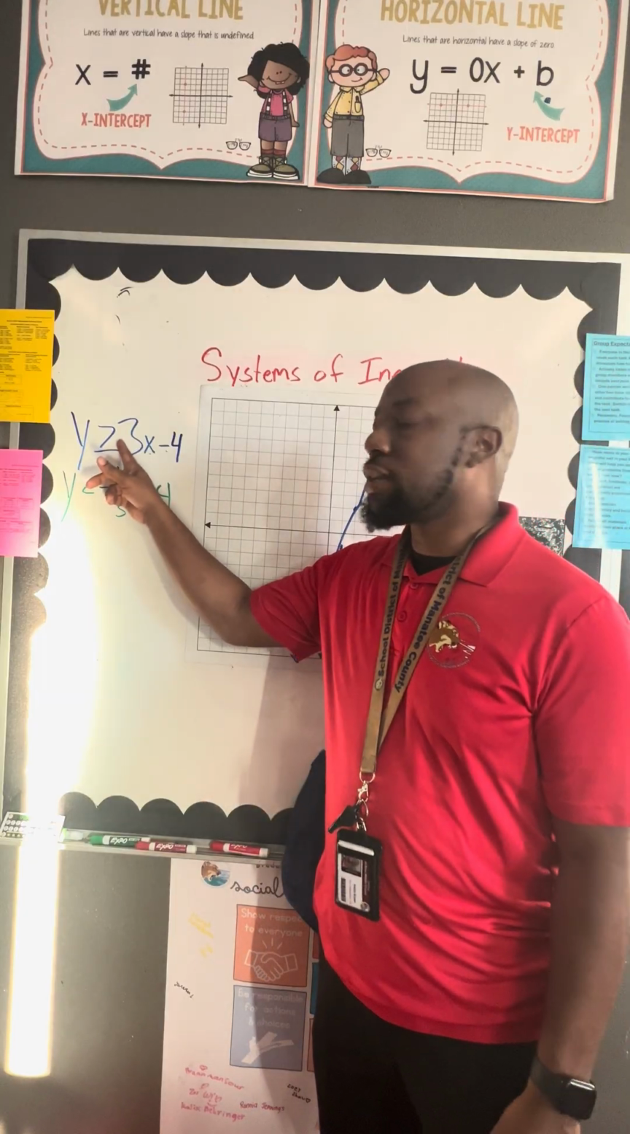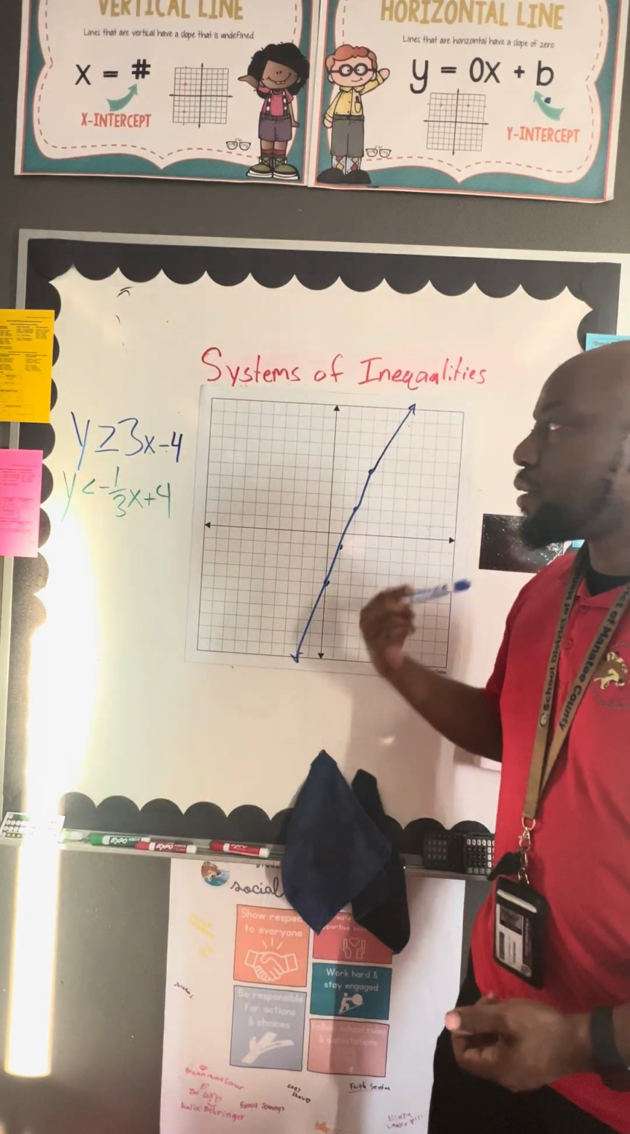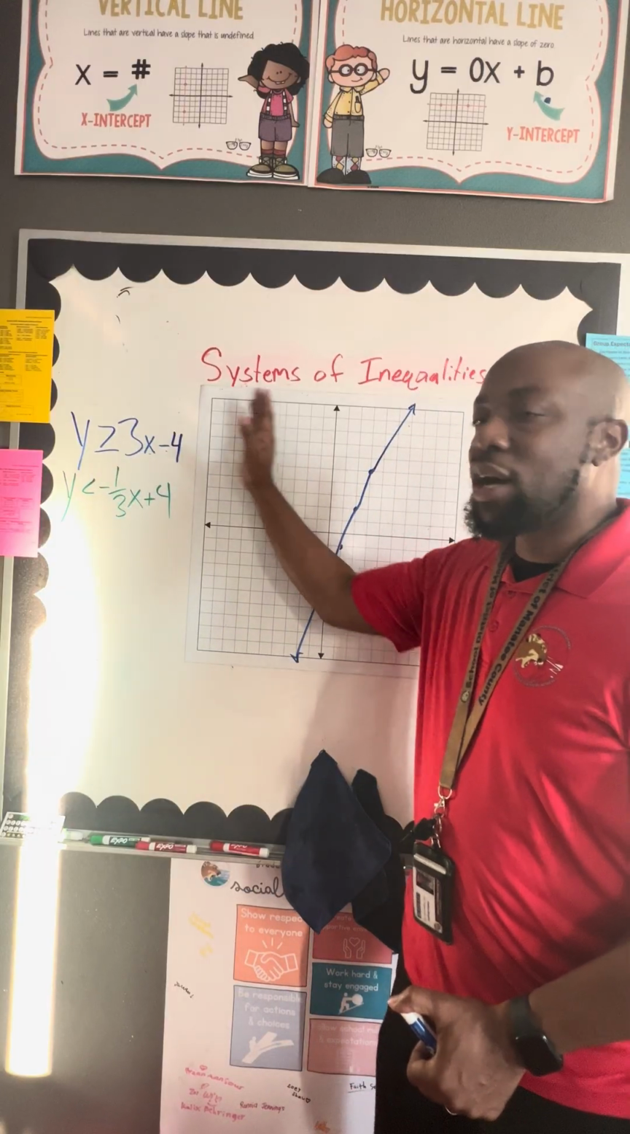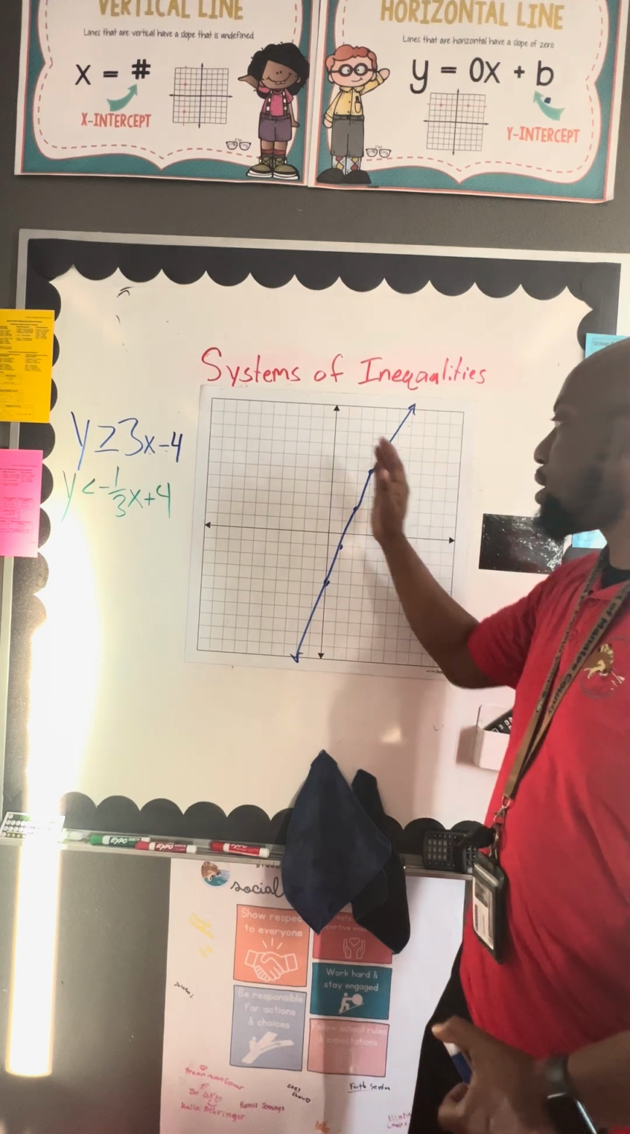The next part of it is noting that this is a greater than sign. So in slope-intercept form, if I have a greater than sign, I know that I'm going to be graphing above the line. This is below, this is above.